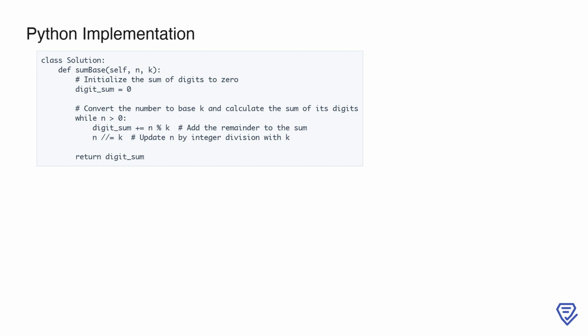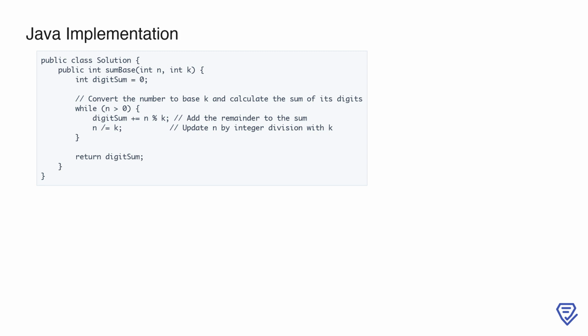Complexity analysis. Time complexity. The loop runs log_k(n) times, as each division reduces n by a factor of k. Space complexity. The algorithm uses O(1) extra space, since no additional data structures are used. This approach is optimal, handles edge cases, like small values of n and k, and adheres to the constraints of the problem. This is the Java implementation for LeetCode problem number 1837, sum of digits in base K.